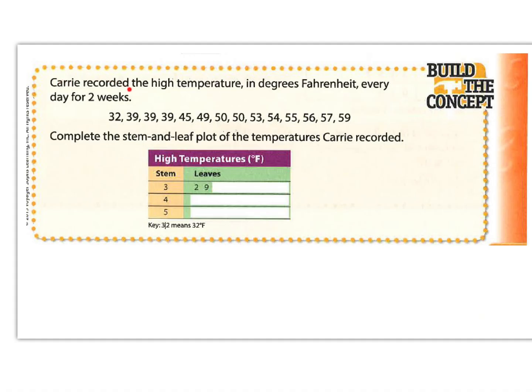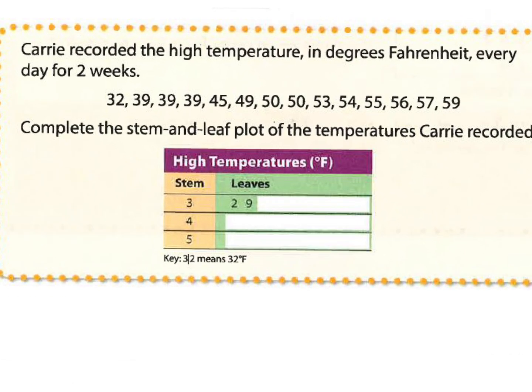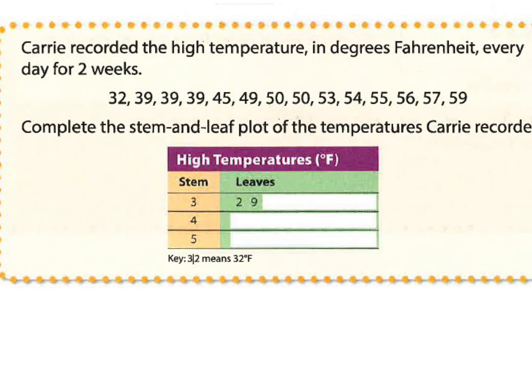This says, Carrie recorded the high temperature in degrees Fahrenheit every day for 2 weeks. Here are all the degrees she recorded. It says, complete the stem and leaf plot for the temperatures Carrie recorded. I'm going to make this a little bigger so we can do this. So all of them were in either the 30s, 40s, or 50s, okay? So the first 2, 32. So 32 is already written for us. And so is 39. Then she had another 39 and another 39.